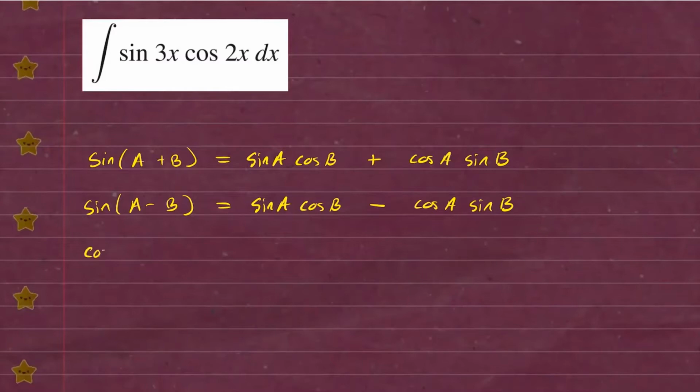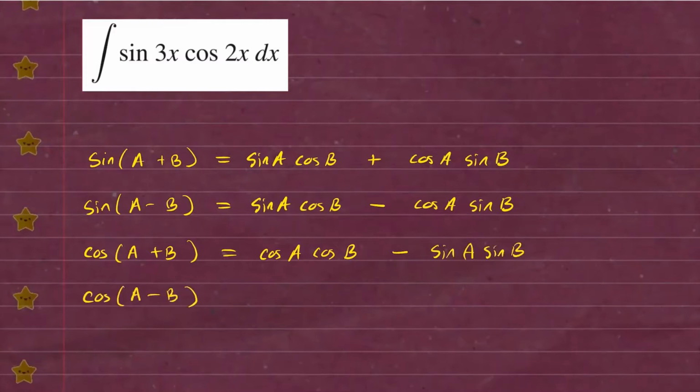We know that cosine of A plus B can be expressed as cosine A cosine B minus sine A sine B. And we also know cosine of A minus B is a similar formula to cosine of A plus B, except you put a plus sign in between the terms. So I'm going to go ahead and rewrite that and modify it. These are the tools that are going to be helpful for this integral.